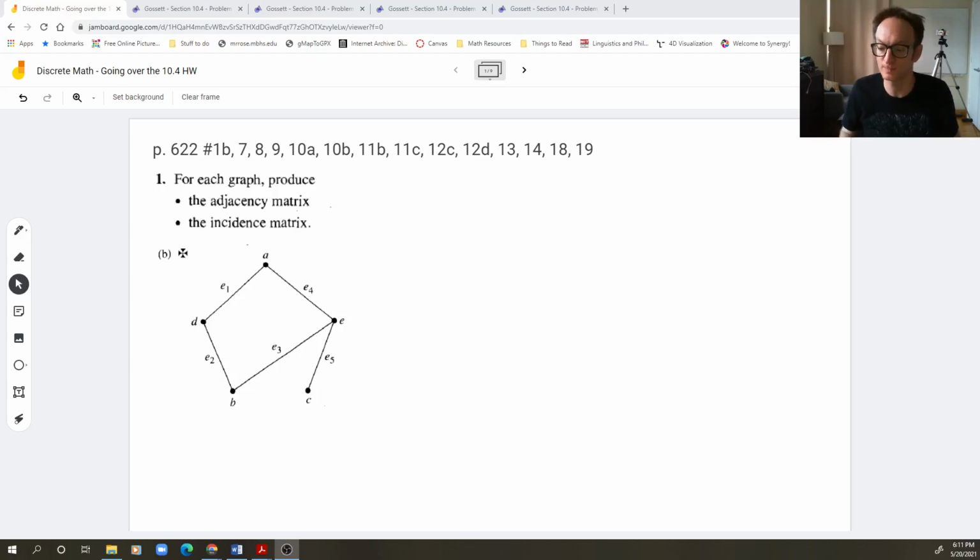What was the 10.4 section about? It was about basically isomorphisms. We had a pretty chill class that day. This was maybe only a week and a half ago that we did section 10.4, and it was about adjacency matrices and incidence matrices and degree sequences, and we talked about what an isomorphism really is, and then we talked about polyhedra.